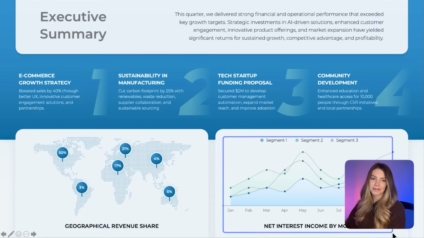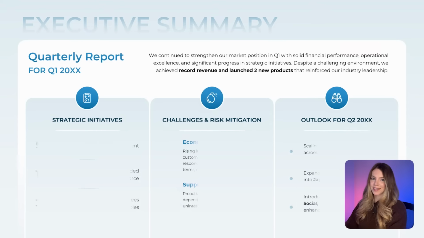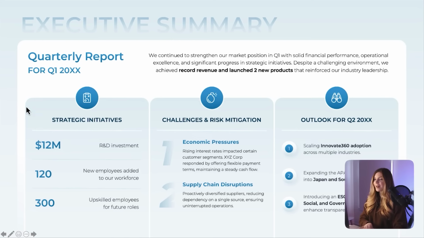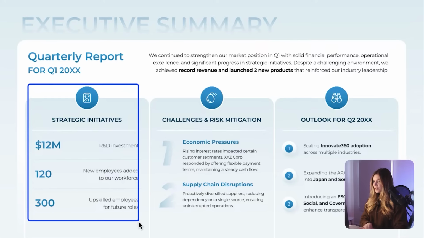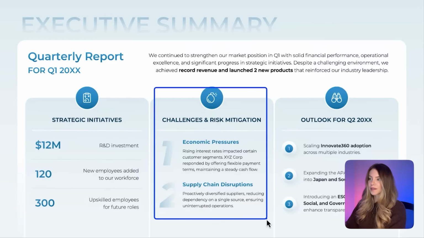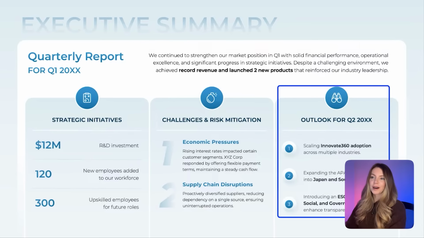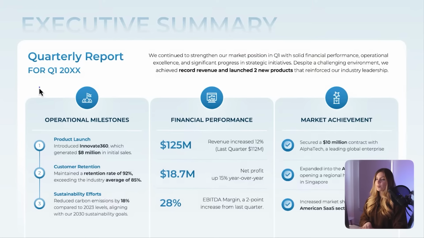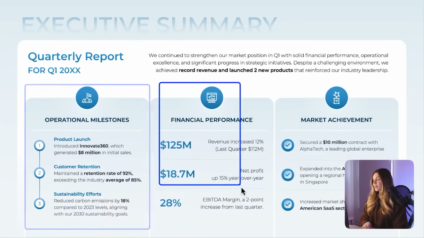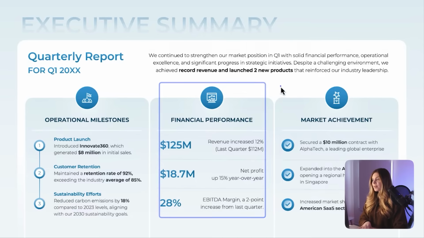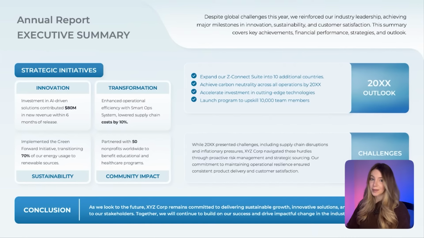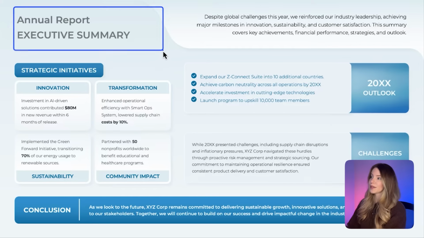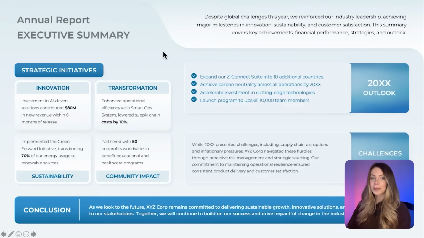monthly income. If you need more room to fit in more information, consider this executive summary layout that first highlights the company's strategic initiatives, challenges and risk mitigation, and the future outlook. It then proceeds to discuss specific operational milestones, financial performance metrics, and market achievements. Similarly, we also have executive summary designs for annual reports, which encompasses a long period of time.